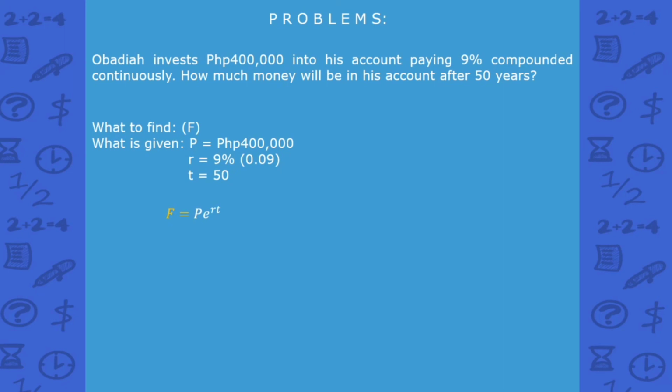So, e already has its value, so using your scientific calculator, just find it. Substitute the values, and we have 400,000. Oh no, that's wrong. There should be a zero in there, so just imagine that there's a zero in there. So 400,000 times e raised to 0.09 times 50, and we have a total value of 36,006,852.52 pesos. That's a lot of money.